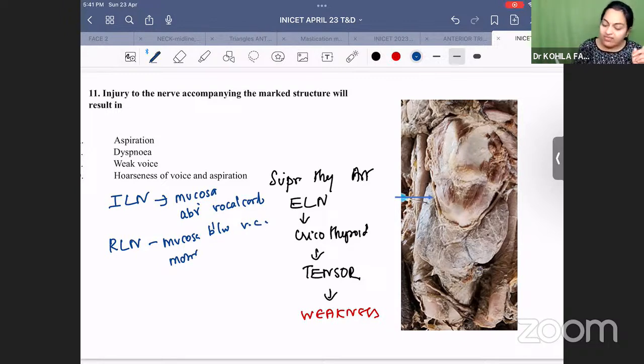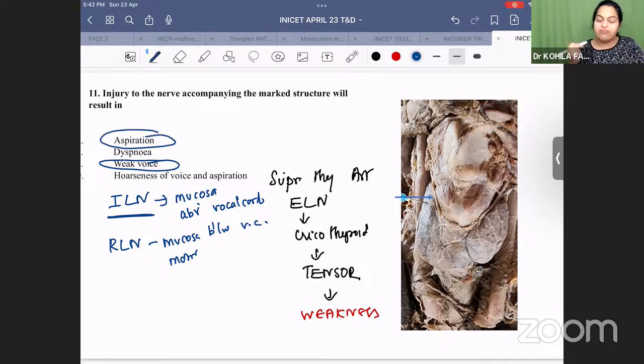So what will happen if external laryngeal nerve is injured? Weak voice. Internal laryngeal nerve is injured, it is sensory, right? It will lead to aspiration. You can't cough out, right? Recurrent laryngeal nerve will lead to aspiration, hoarseness of voice.